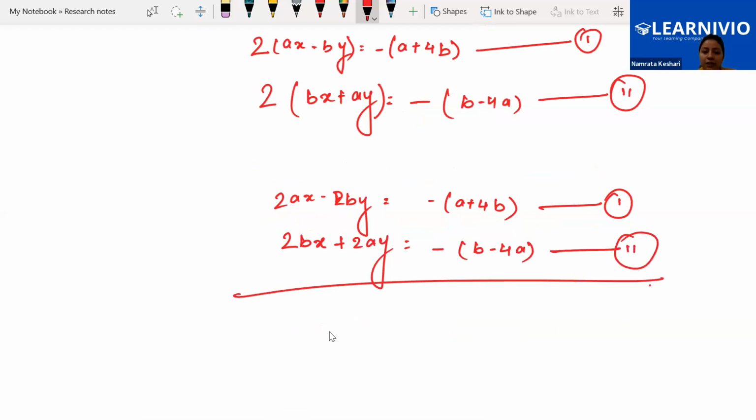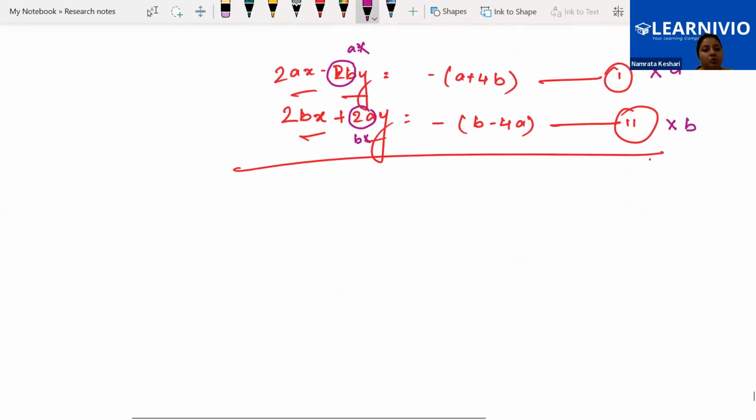Question 2. Elimination method, x coefficient is not same, y coefficient is still not same. Any one we have to make it same. So let's eliminate y, because plus minus sign is there. From here directly we will land at x value. If we want to eliminate y, here we are having 2b, here we are having 2a. Here a is not there in the first equation, a is not there in the second equation, b is not there. So we can realize that in the first equation we need to multiply with a, in the second equation we need to multiply with b, so that both will become 2ab.